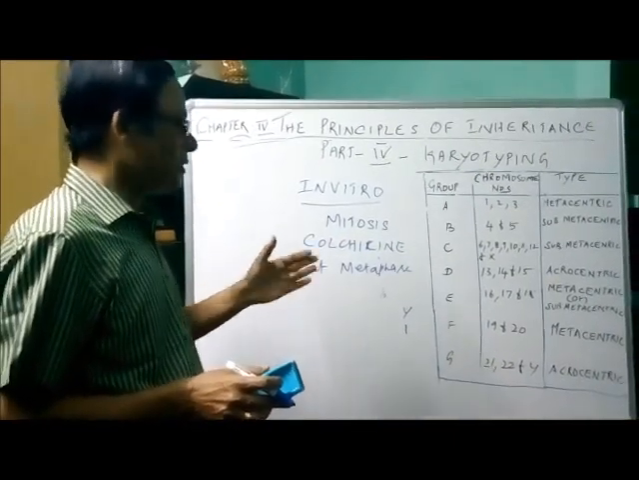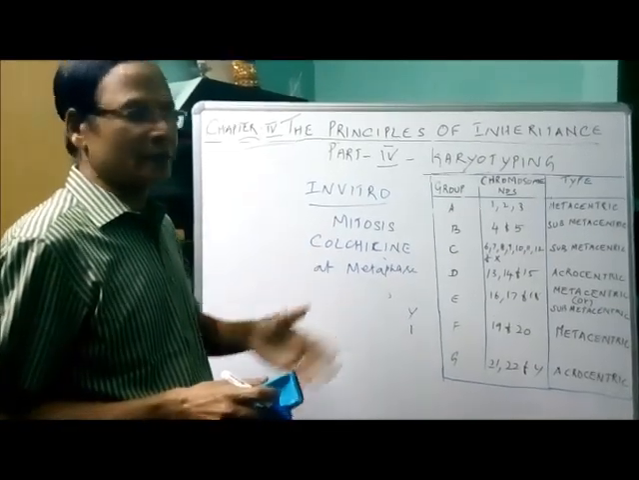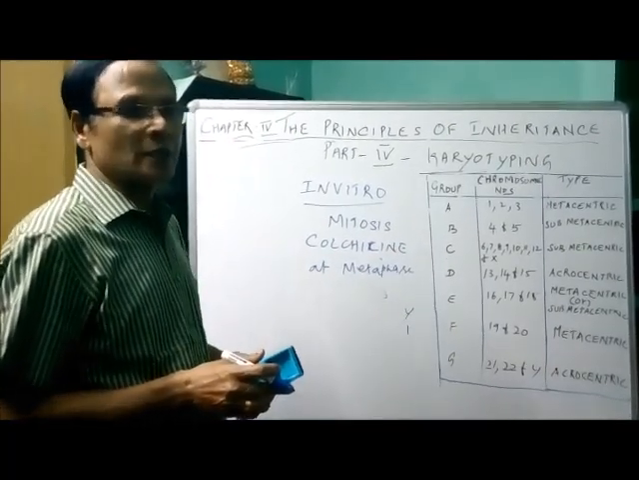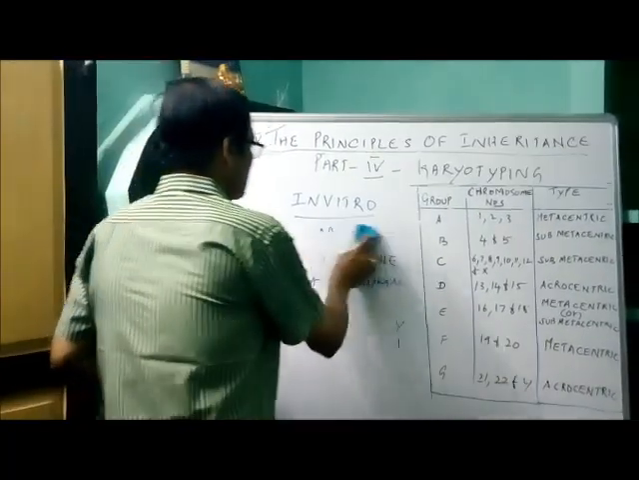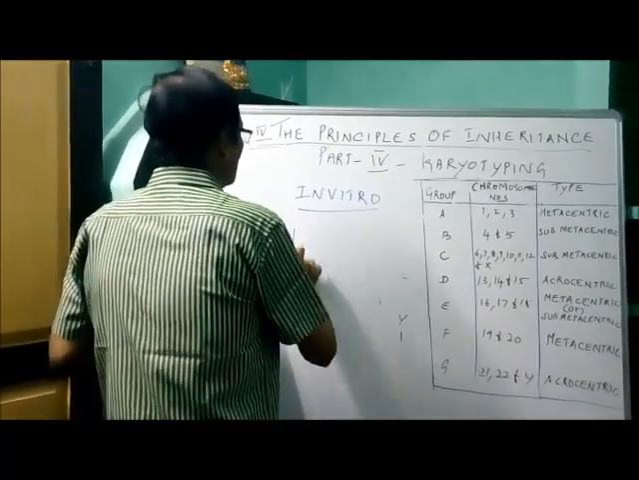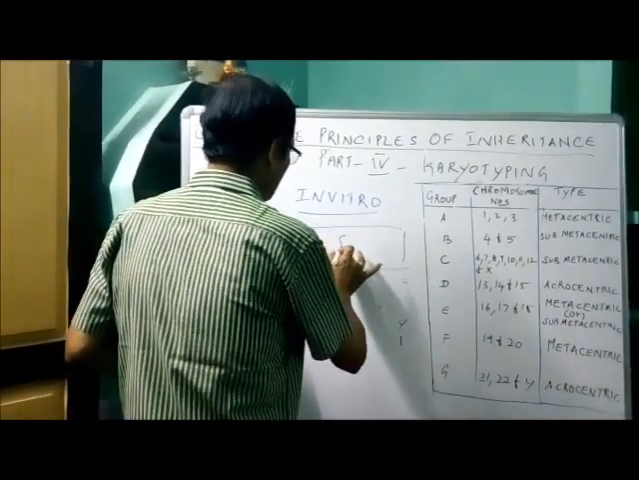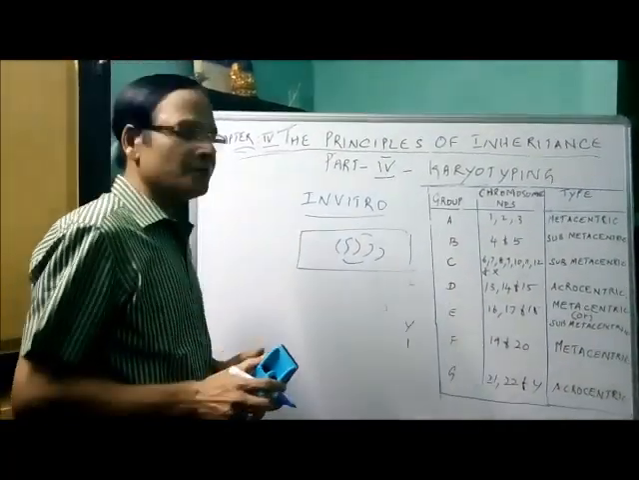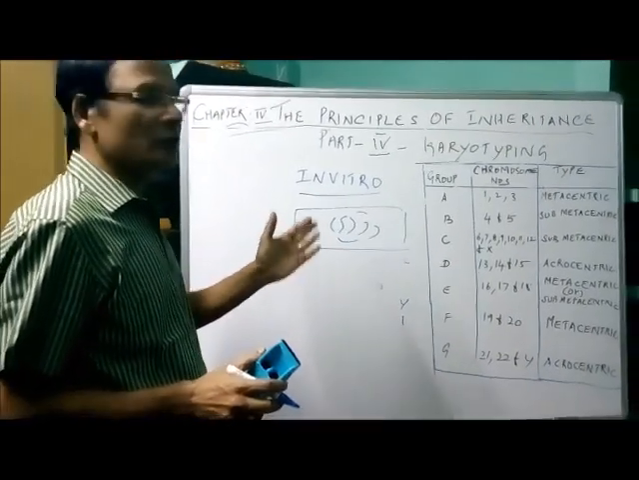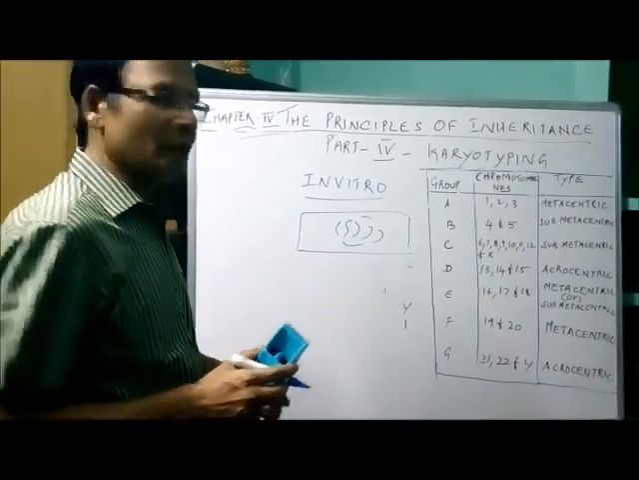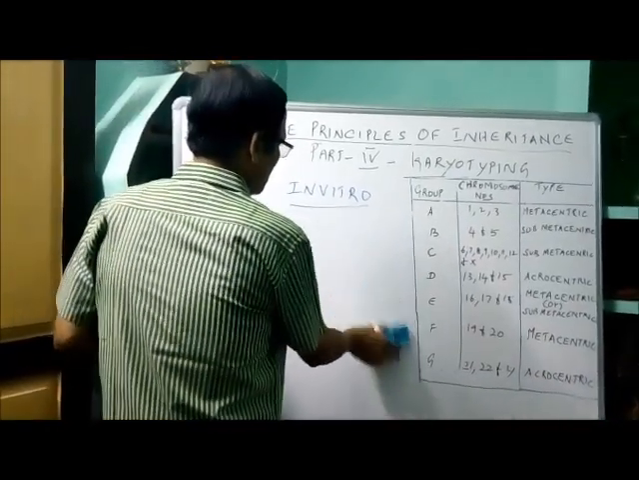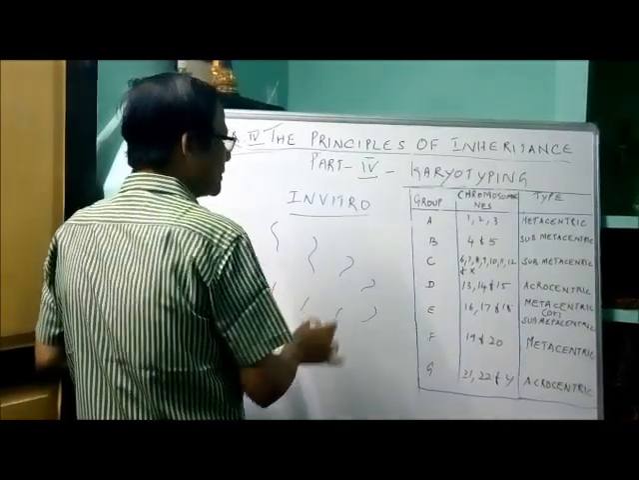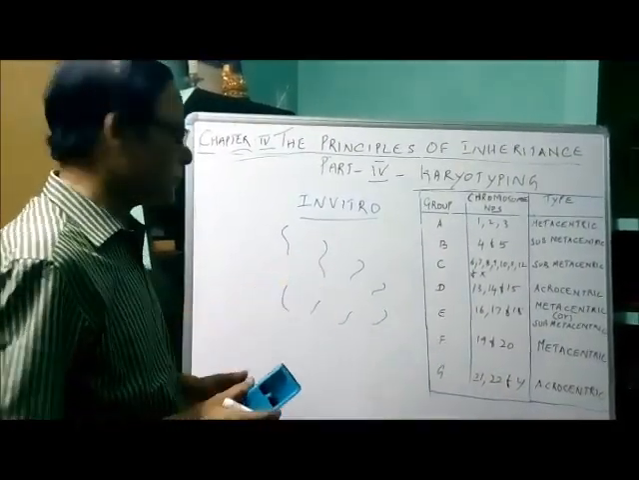Now the cells are taken out and spread on a slide. The chromosomes are stained, a color is added. Then a photograph is made. This is a slide where the chromosomes are spread. Stain is added to color the chromosomes. Then a photograph is made. So in that photograph we have the chromosomes, scattered here and there like this. They are not arranged as we have seen in the ideogram.